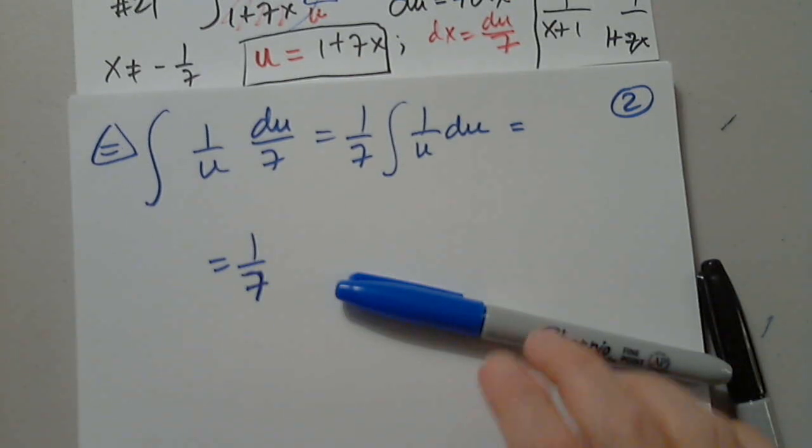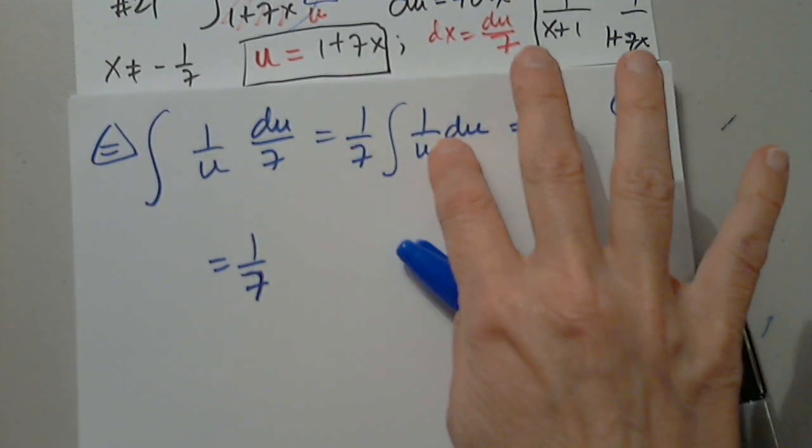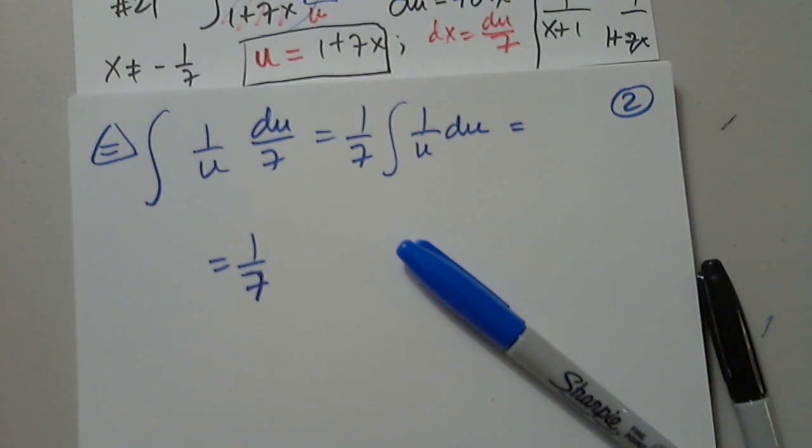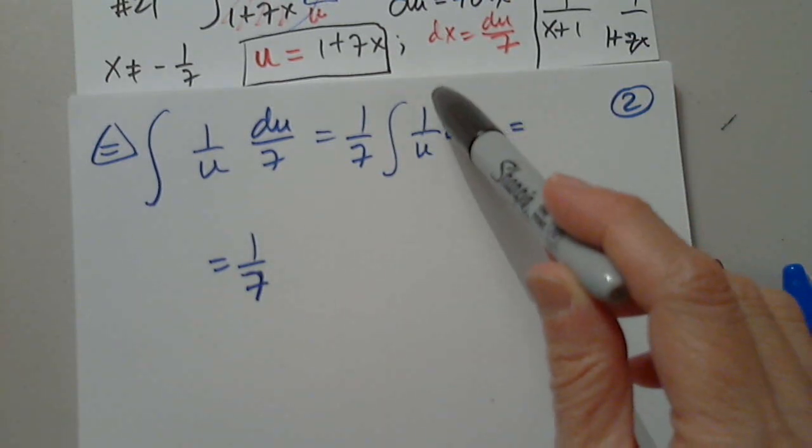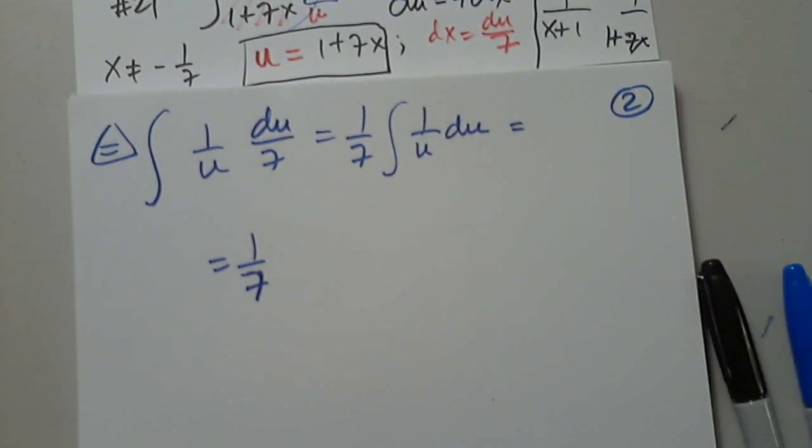I can't believe we're stuck on the function whose derivative is 1 over u. I cannot believe that. We cannot get stuck. Which function do we differentiate and get 1 over u? Is anyone with me?